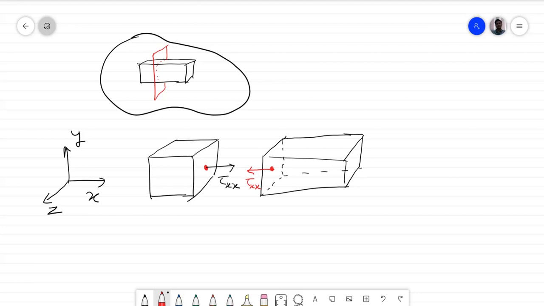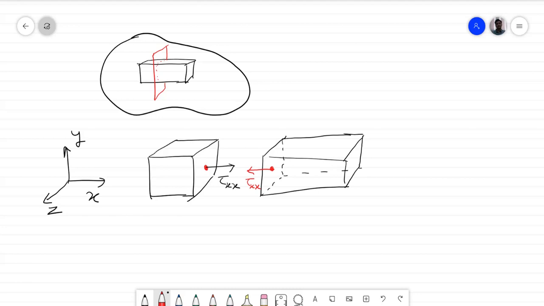A question was raised: why are these two equal? Why is tau xx equal to the other tau xx if the body has some acceleration, if it is not in equilibrium?